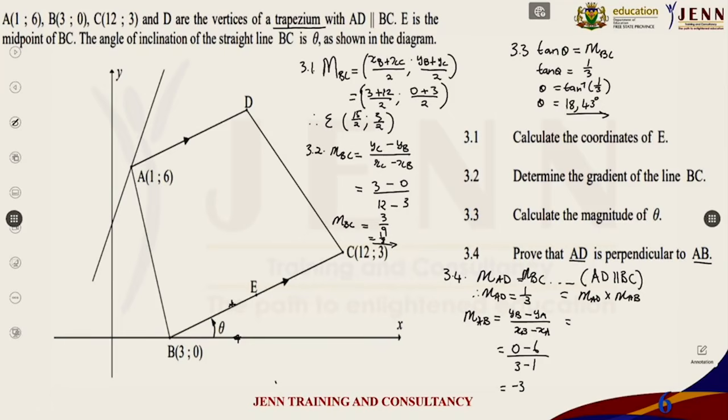Therefore, the next step we substitute the gradient of AD. What is the gradient of AD? It is 1/3. Multiply. What is the gradient of AB? That is -3. Therefore, 1/3 multiplied by -3, you press in the calculator, is -1. Then that -1, what does it tell you? It tells you that AD is perpendicular to AB. You can nicely, with confidence, conclude that AD is perpendicular to AB. See how easy it is to pass paper 2.